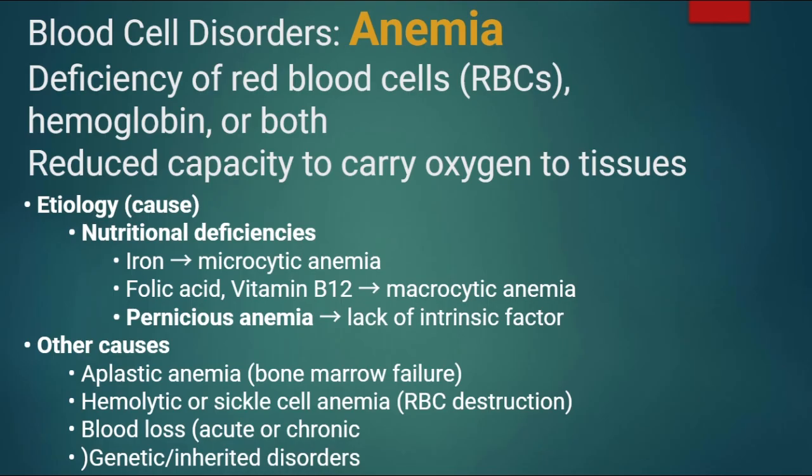It can also result from increased destruction of red blood cells, as in hemolytic anemia or sickle cell anemia, both of which shorten the lifespan of red blood cells. Another cause is massive or chronic blood loss, which can happen with trauma, heavy menstrual bleeding, or gastrointestinal bleeding. Finally, certain genetic conditions can impair the structure or function of red blood cells, leading to inherited forms of anemia.